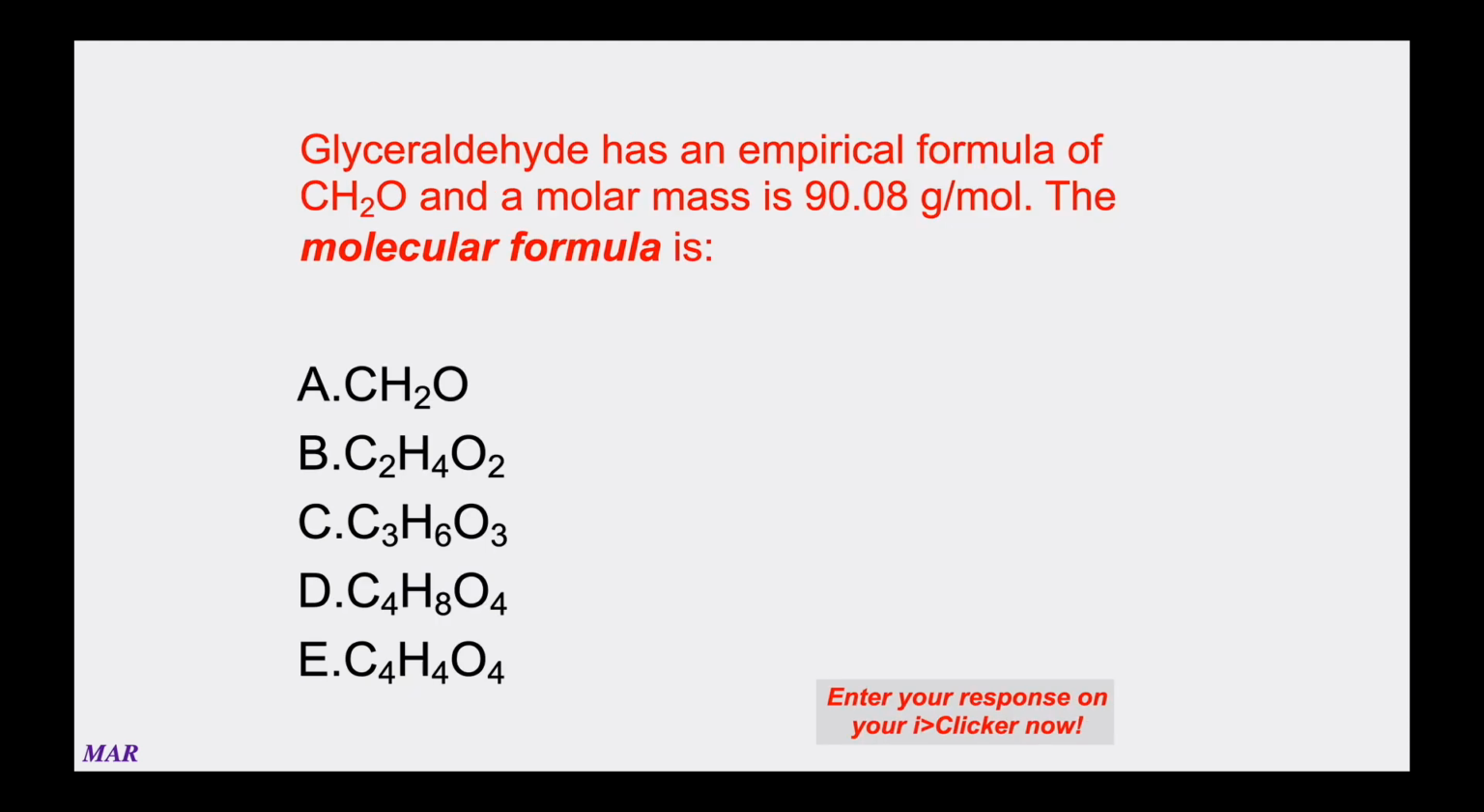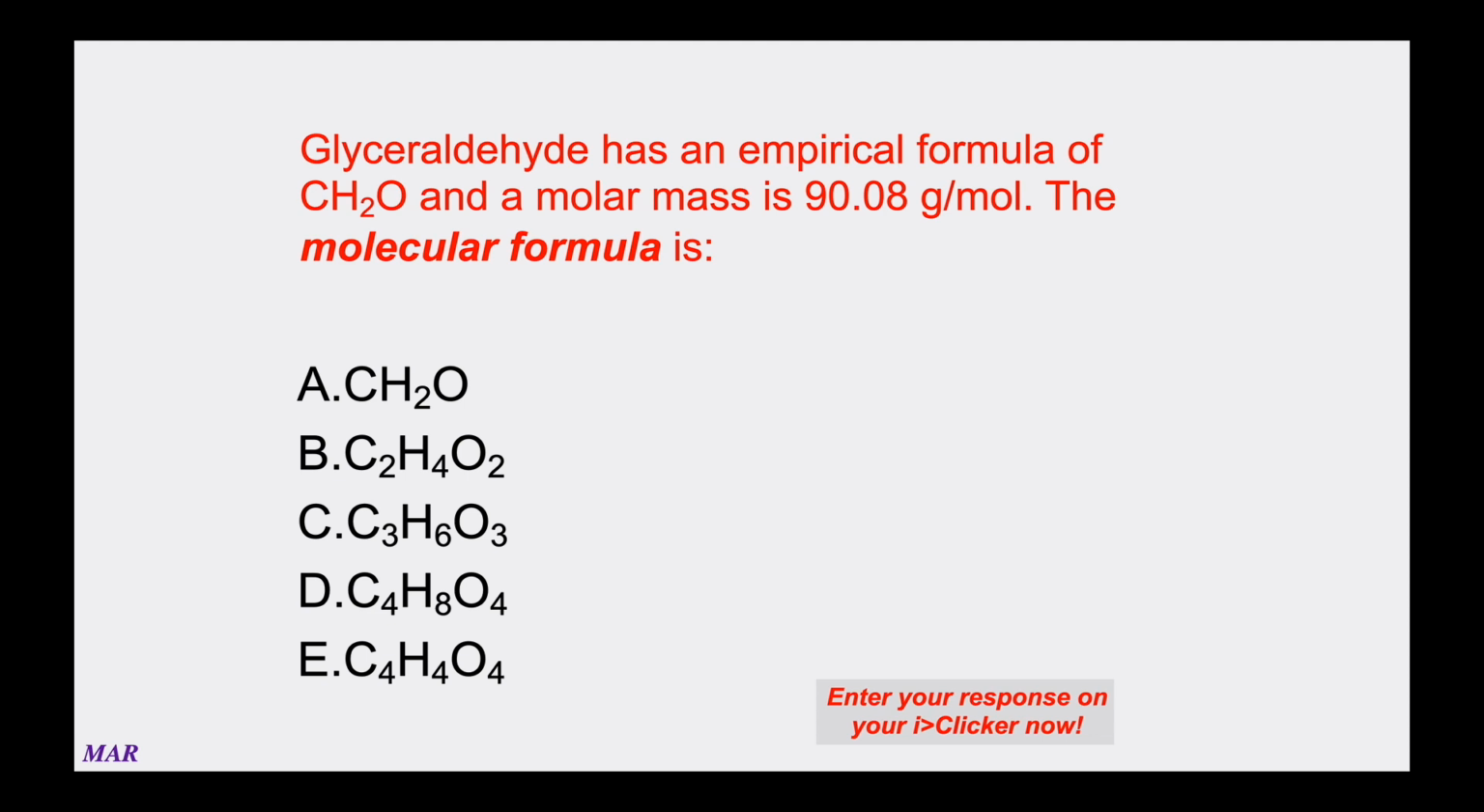Glyceraldehyde has an empirical formula of CH2O, and it has a molar mass of 90.08 grams per mole. And the question is, what is the molecular formula of this compound? And you've got 5 possible answers. So what I'm asking you to do here is how to go from an empirical formula and a molar mass to the molecular formula. This is a good time to pause the video and work on this problem. And when you're ready, when you have an answer, you can unpause it and we'll talk about what the answer is.